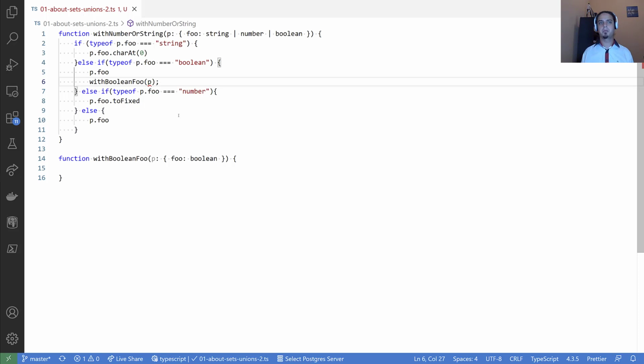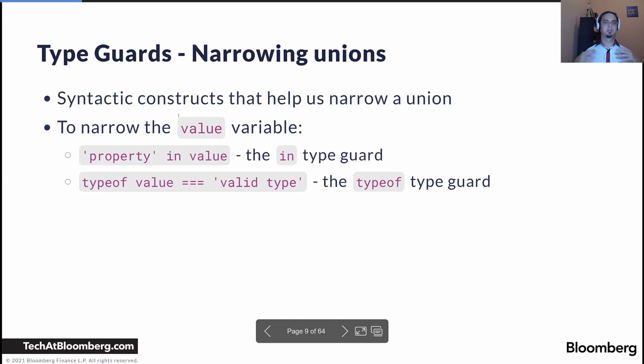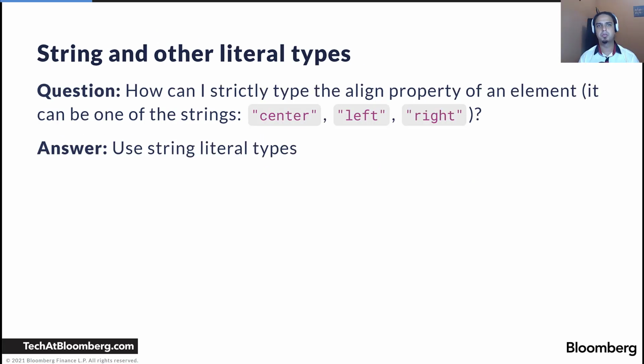If we want to narrow the parent object, we have several options. One of them is to use a custom type guard, but the better option would actually be to use a discriminated union. And we will look at discriminated unions a bit later. But first, let's look at another type construct, namely a literal type. And let's start with a motivating question. Namely, how can I strictly type the alignment property of an element, for example, which can either be center, left, or right?